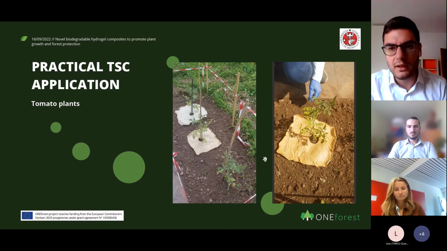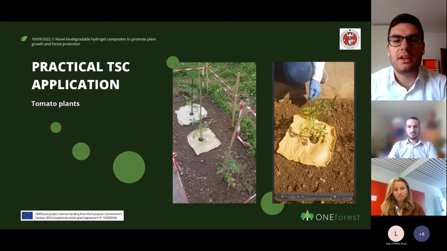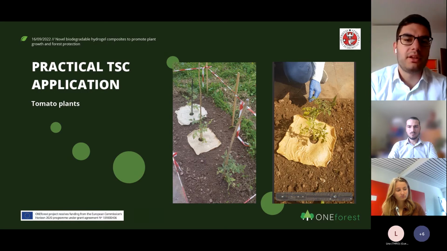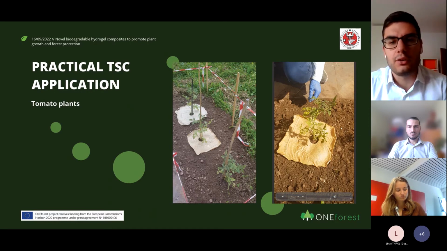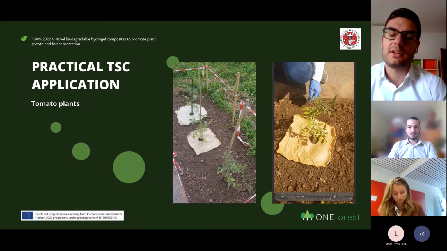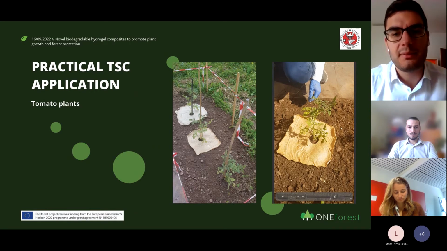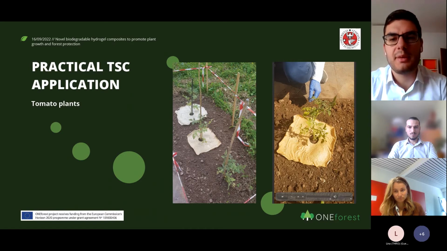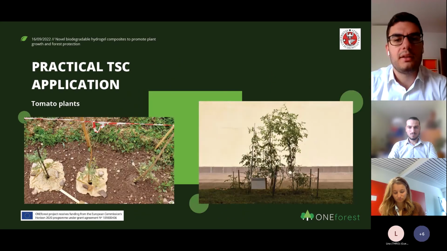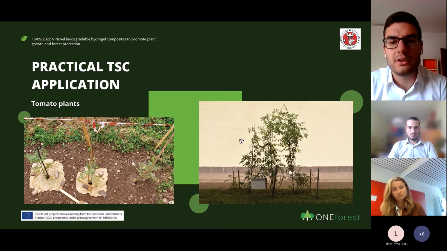So you can also ask why we use tomato plants. Well, it's very simple, because tomato plants can usually grow everywhere, in each type of soil, and can also grow very easily. So the main aim of this experiment was to evaluate the feasibility of this type of material. Then I reported here some of the results after 1 week and after 2 months.